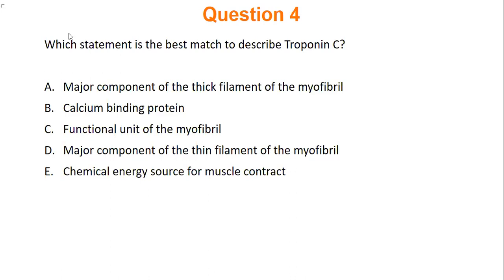It's not a part of the myofibril. It's not part of the thick filament. It's not part of the thin filament. Remember, thick filament is myosin. Thin filament is actin. Troponin is our regulation unit, and it binds calcium. So out of all those choices, the best way to describe troponin is that it's a calcium binding protein. So just a good example of a question I might ask you on test 3.